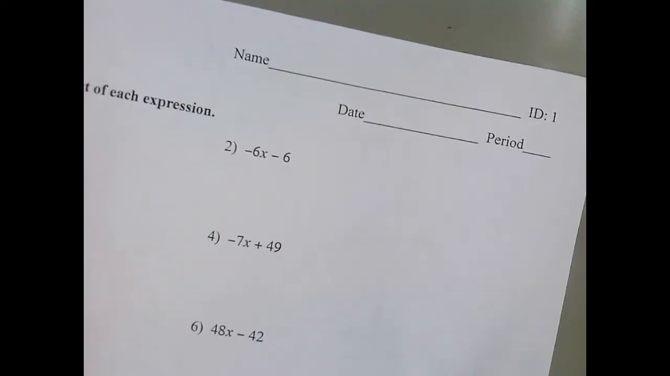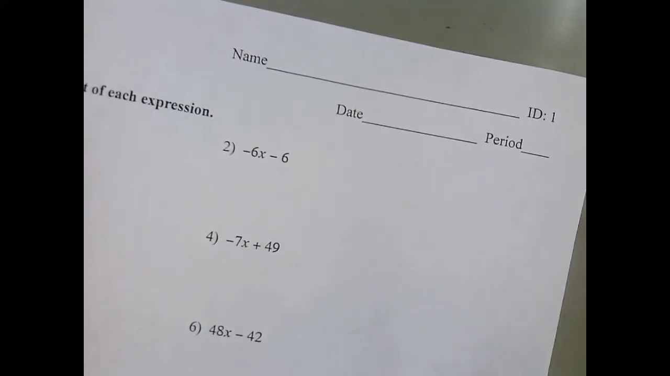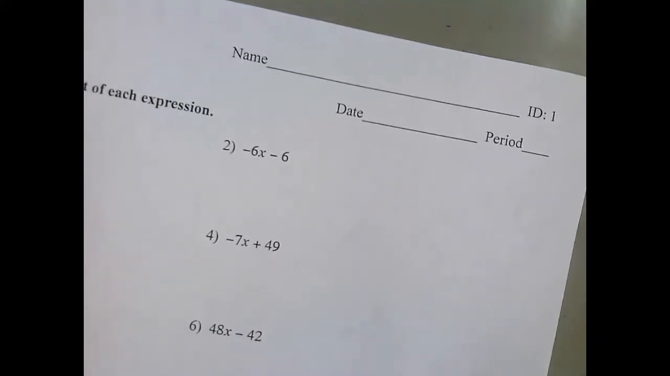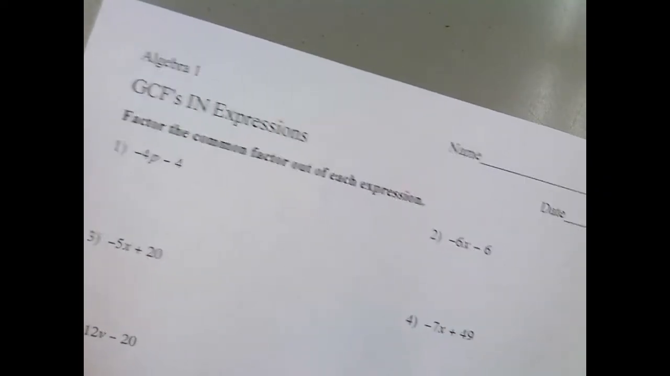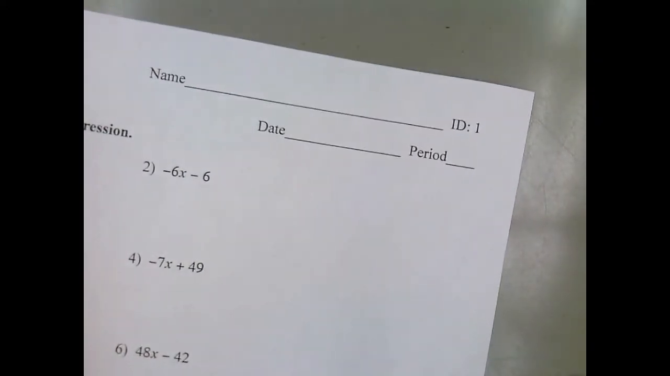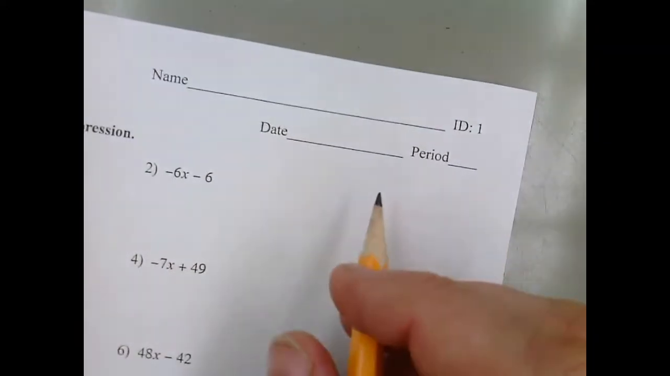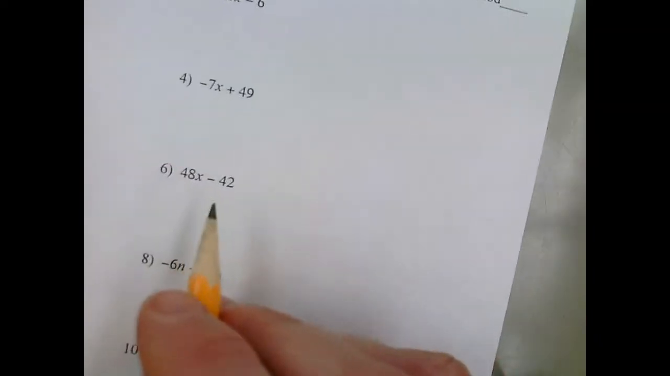Alright, so this video is going to apply the skills we just learned about GCFs in expressions. We're going to do a process called factoring. The directions in this worksheet say factor the common factor out of each expression. So first we have to find what the common factor is. Now I'm going to try to find, we'll do this one here.